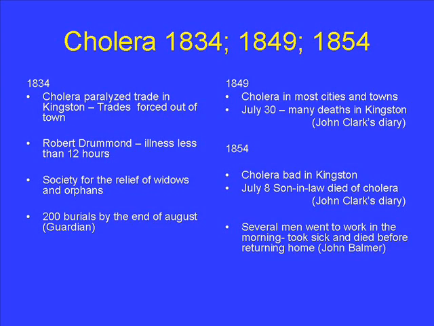In 1854, again, John Clark noted in his diary that cholera was bad in Kingston. But it also had a very personal impact, and his son-in-law on July the 8th died after 3 days' illness due to cholera. John Balmer, in his personal writing, noted that he was aware of several men who went to work in the morning and took sick and died before returning home. The nature and aggressiveness of the cholera really was a devastating concern to the community.